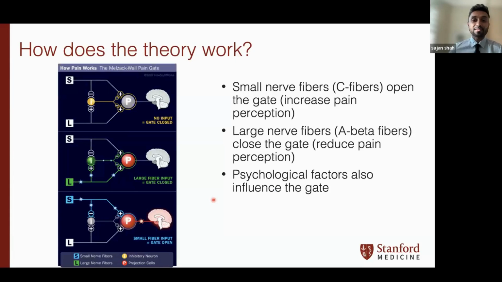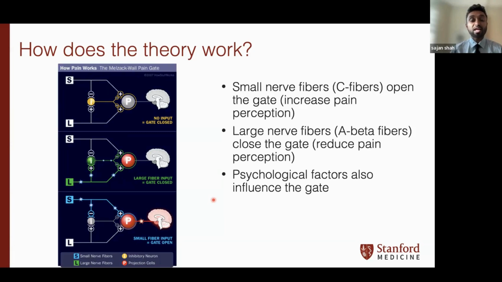So how does the theory work? Let's get technical. Here is a more technical diagram of what I've been explaining. Pain signals travel through two main types of fibers, small and large. Small fibers are called C fibers, and there's another one, but those are less important. So let's just stick to talking about the C fibers. These tiny fibers actually carry pain signals, and they open the gate.